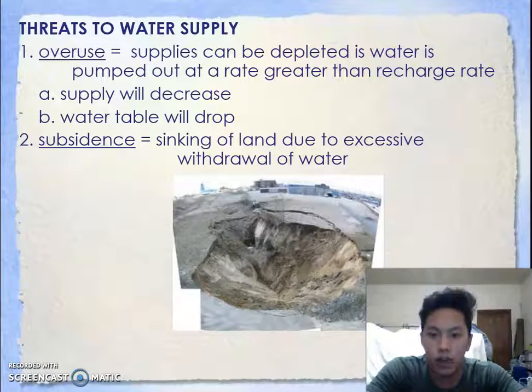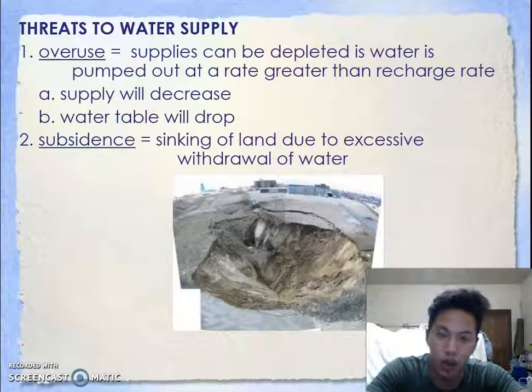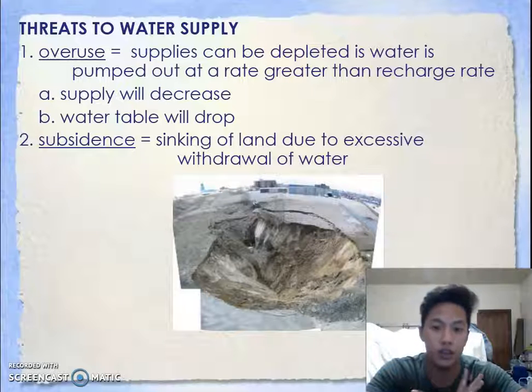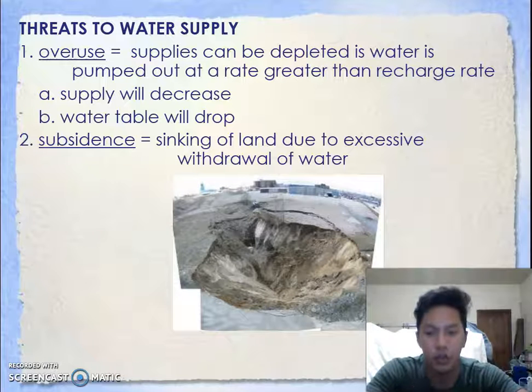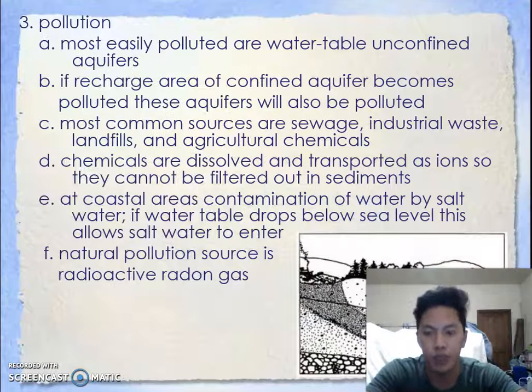Threats to water supply. First, overuse. Supplies can be depleted if water is pumped out at a rate greater than the recharge rate. Subsidence. The sinking of land due to excessive withdrawal of water. And the last one is pollution.